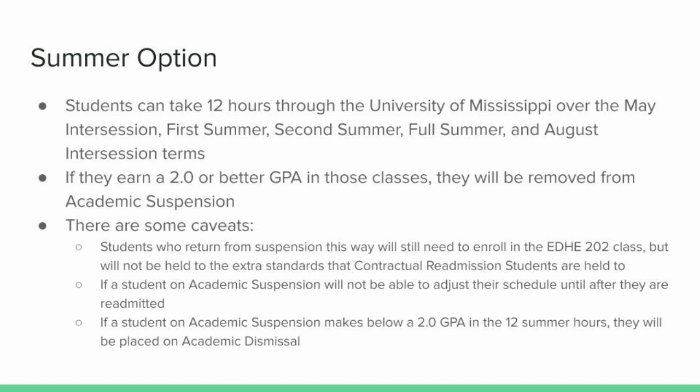Second, students on academic suspension are not able to adjust their schedules. This means that until after you have taken the 12 hours, you will not be able to add or remove classes from your schedule. Third, if a student on academic suspension makes below a 2.0 in their 12 summer hours, they will instead be placed on academic dismissal, which means that you would have to sit out for at least one full academic year, a fall semester and a spring semester.